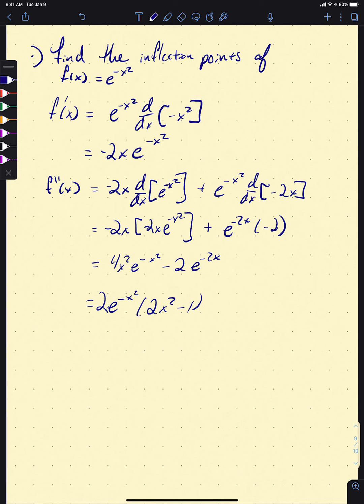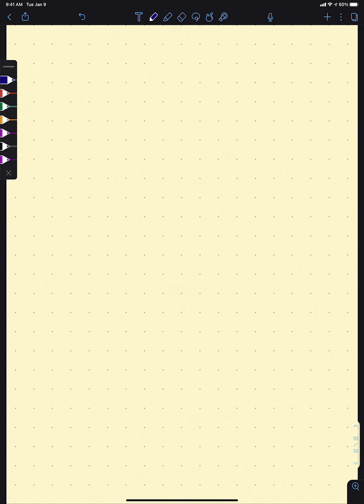And remember that to find our points of inflection, we need to use the sign diagram, and we need to find where this function equals 0. Okay, I'm actually going to go on to the next page. Our second derivative was 2e to the minus x squared times 2x squared minus 1, and we need to find where that equals 0. So what values of x make this equal to 0?